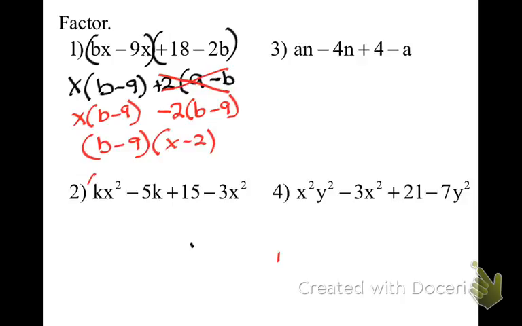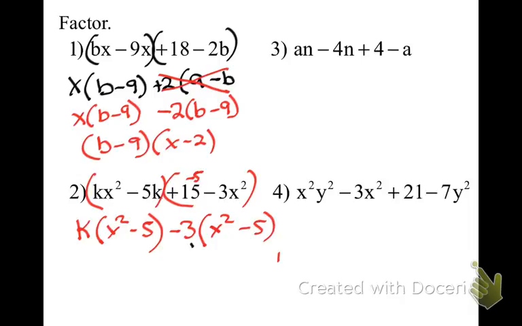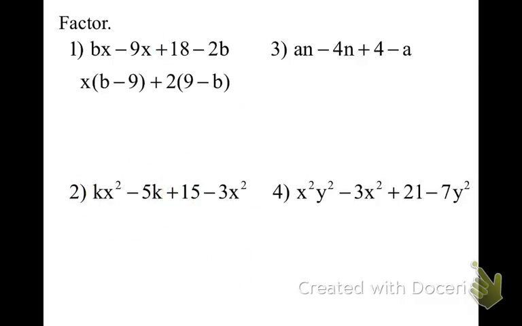Okay, let's check it. As I group, what am I pulling out of the first one? K. I can pull out a k, and I'm left with x squared minus 5. Okay, what else can I pull out? So if I pull out a negative 3, then I'm left with x squared, this becomes a negative 5, and that becomes a positive, so x squared minus 5. And now we've got k minus 3 times x squared minus 5. Got it? Okay, so you got the negative thing down.